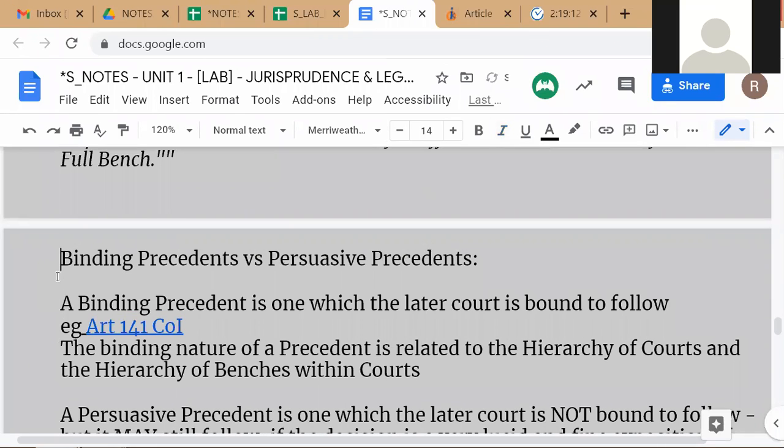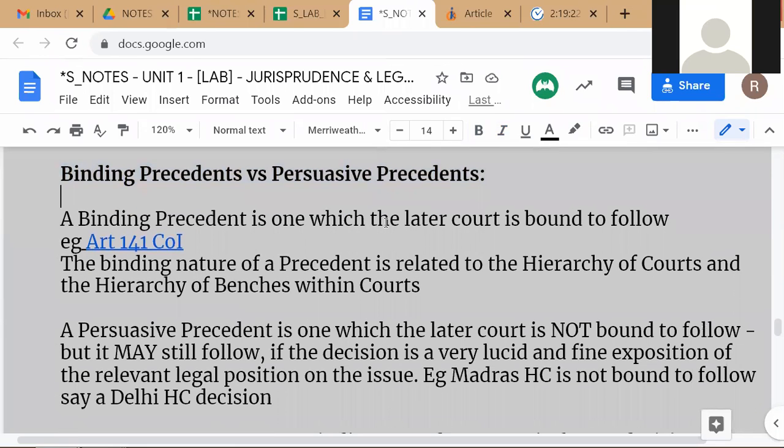Then you have another point. These are topics, which is binding precedent versus persuasive precedent. A binding precedent is one that the court just has to follow.